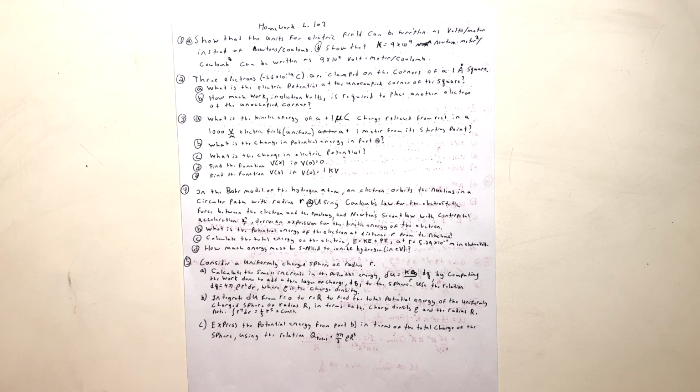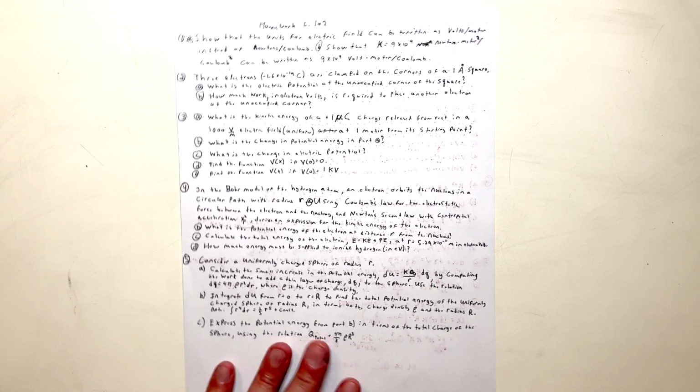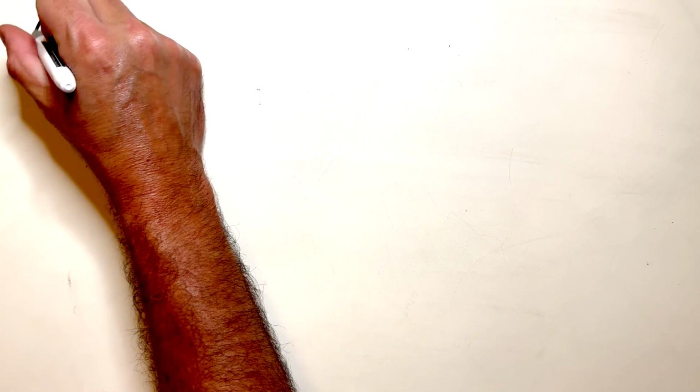Okay, problem number 2. 3 electrons are clamped on the corners of a 1 angstrom square. What is the electric potential at the unoccupied corner of the square? And B, how much work in electron volts is required to place another electron at the unoccupied corner? So let's start by drawing a picture. This is problem number 2.